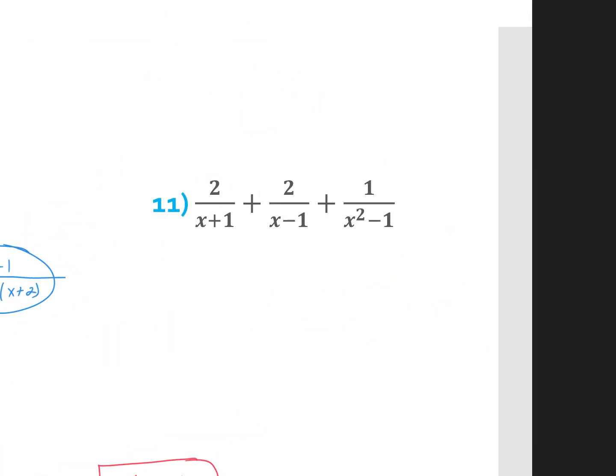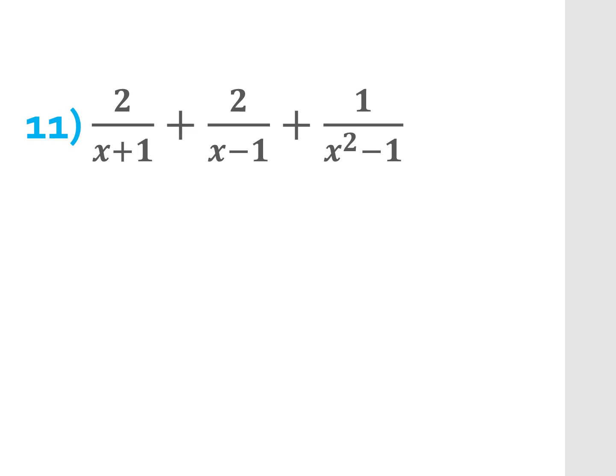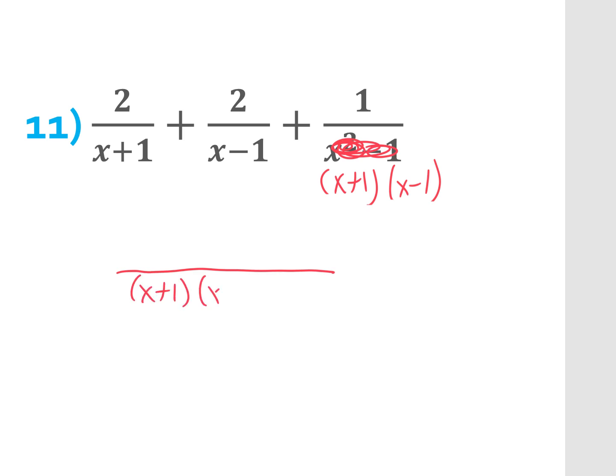You guys try 11. What's the first thing you should do? Factor. Good. Try 11. All right, walk me through it. What's the first thing I need to do? Factor. What is x squared minus 1 going to factor into? X plus 1 and x minus 1. Good. Do I have any minus signs that I need to be mindful of? No. So common denominator. What's my common denominator going to be between x plus 1, x minus 1, and x plus 1, x minus 1? X plus 1 and x minus 1.